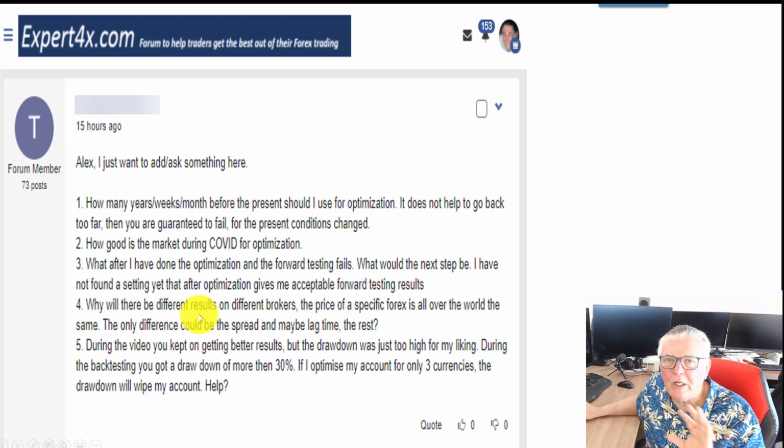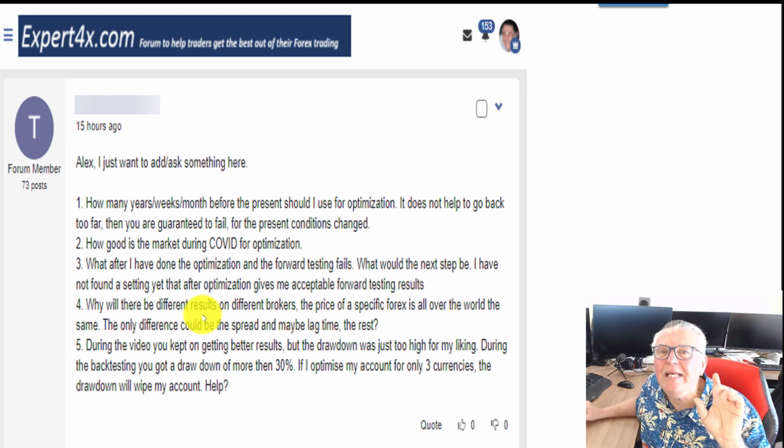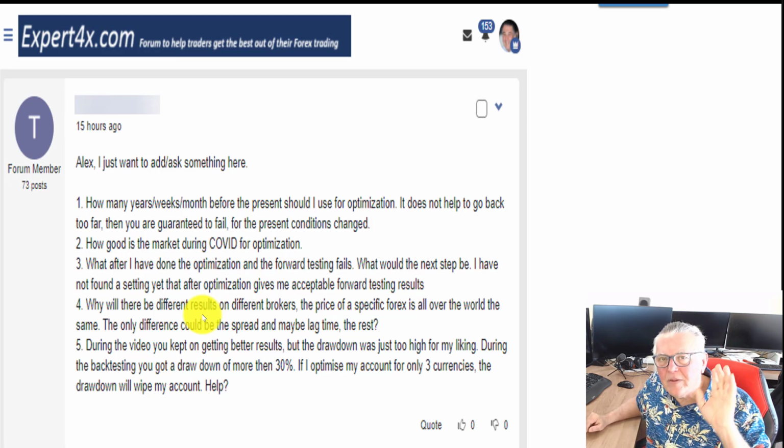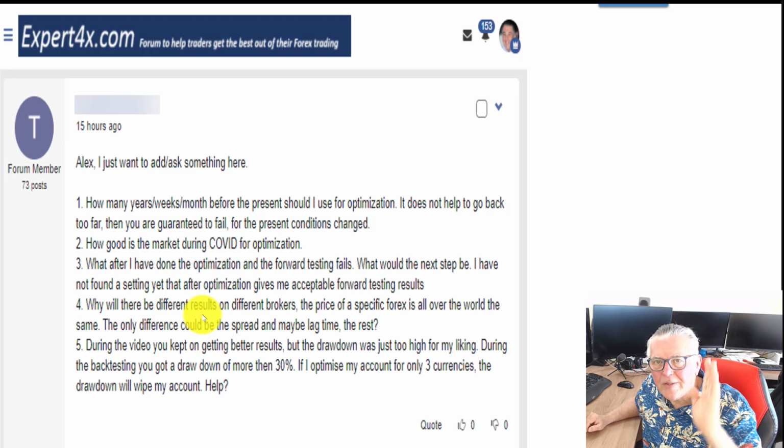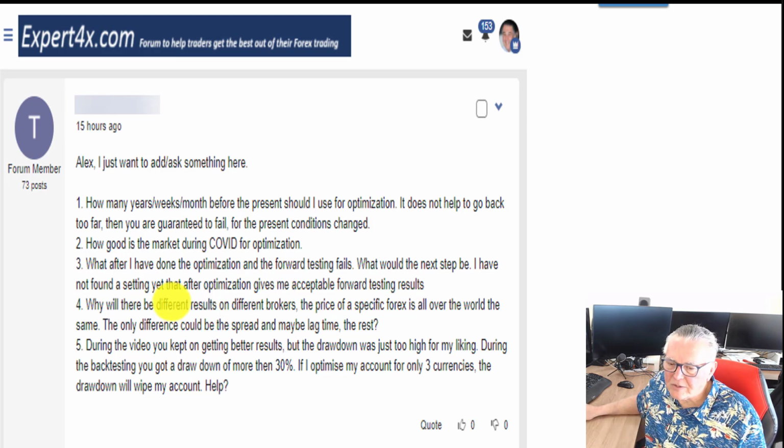Different brokers, just take it as given that different brokers produce different results. Even with the same time zone, they will produce different results. Don't think that that's an unimportant factor. And then drawdowns, as I've said, the portfolio approach is the way.